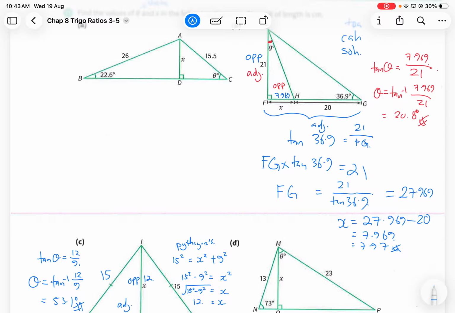Okay? Then sin theta equals opposite over 15.5.